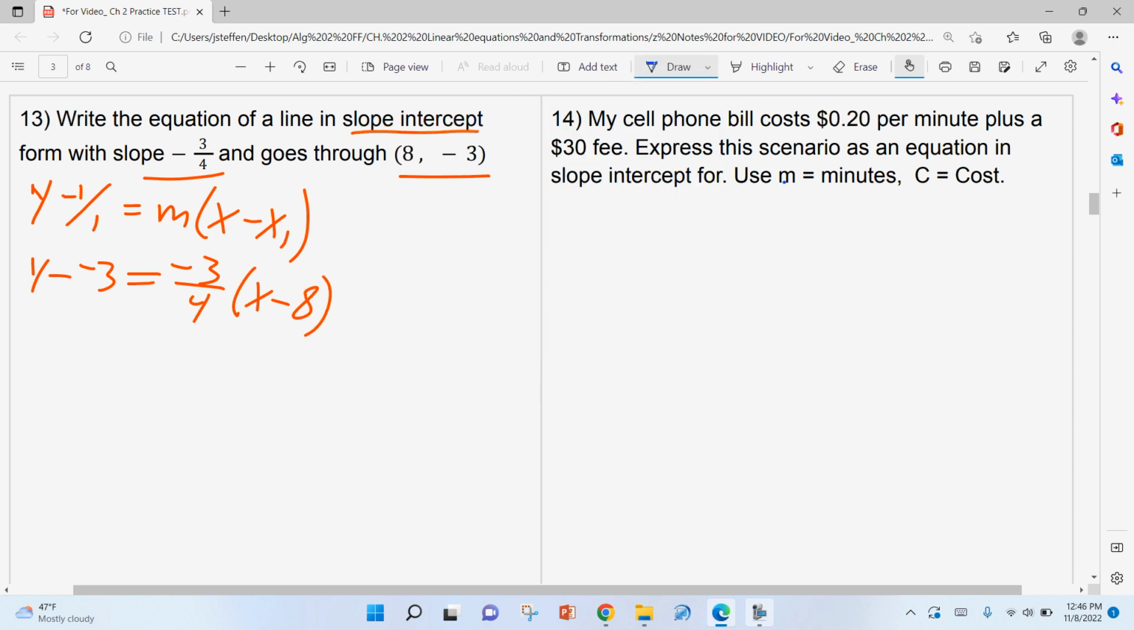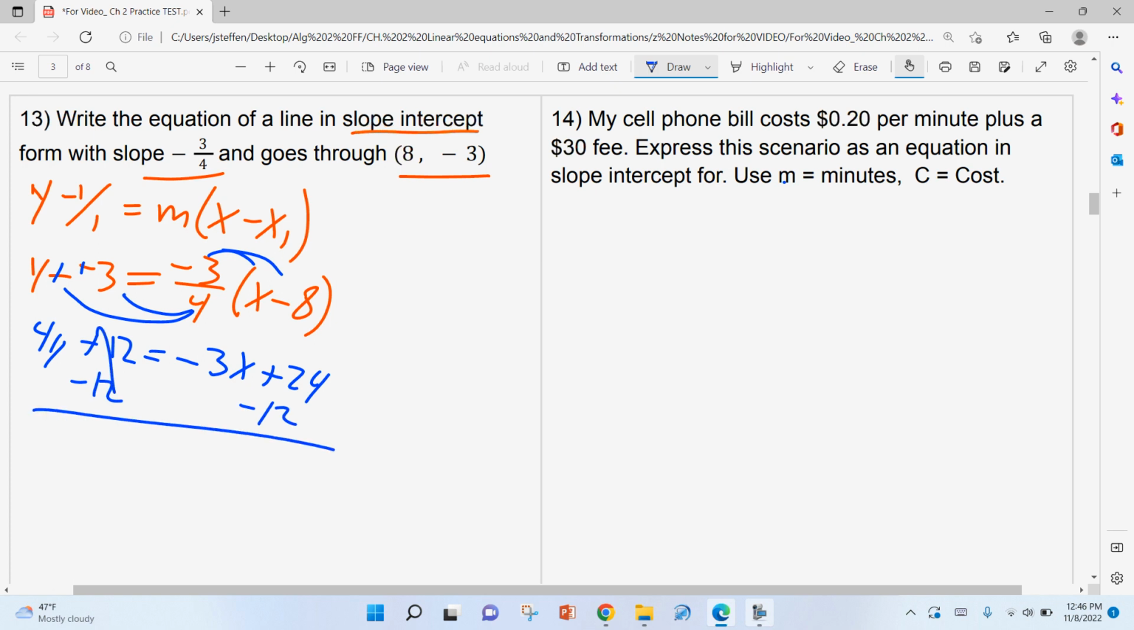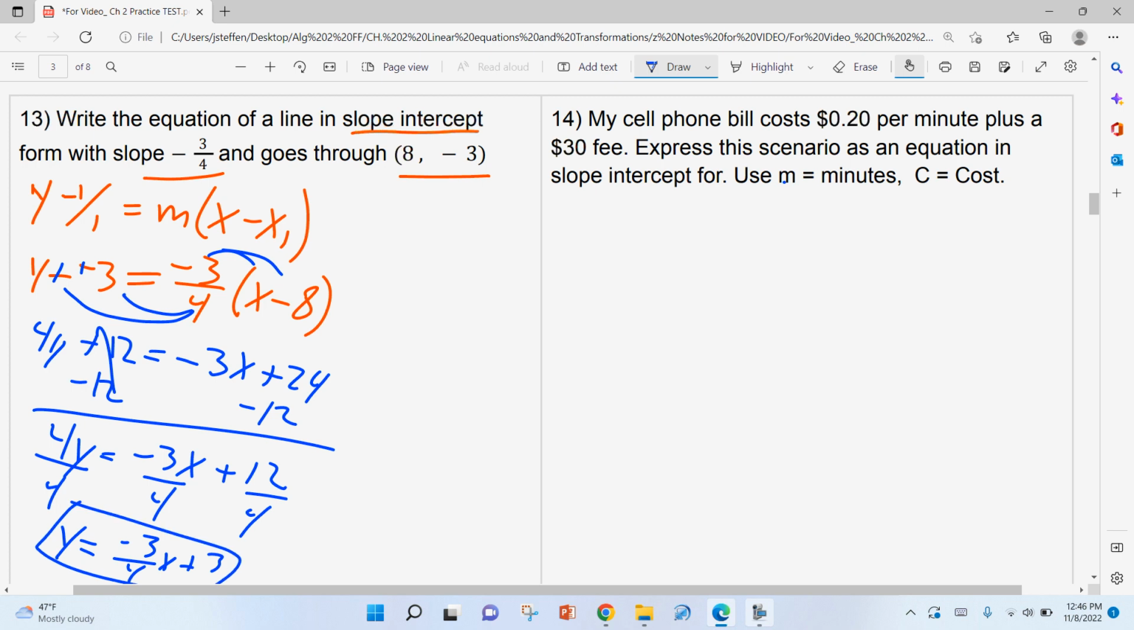And then we start solving this. I take the 4 to the left, this is plus now, and the -3 to the right. So I have 4y plus 12 is equal to -3x plus 24. Now we're solving for y, so subtract 12. We have 4y is equal to -3x plus 12. Divide everything by 4. We end up getting y is equal to -3/4x plus 3.